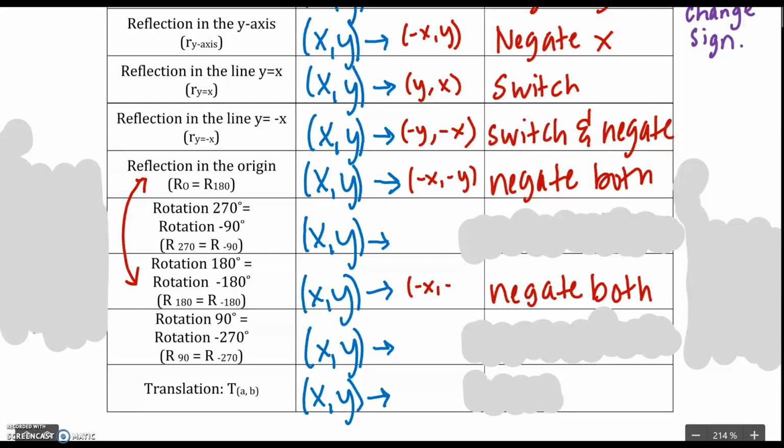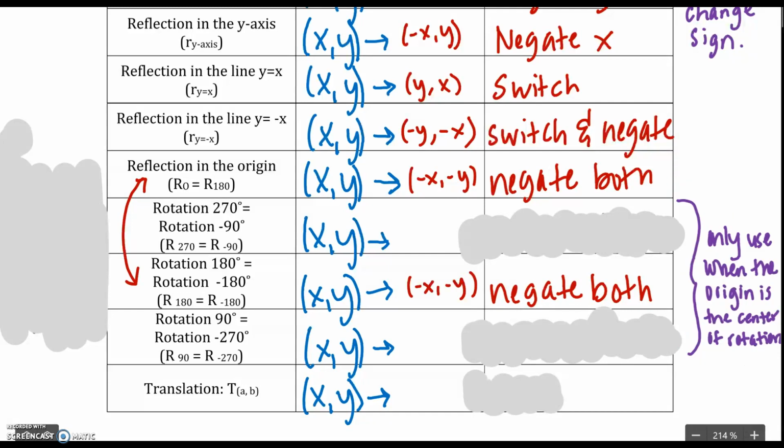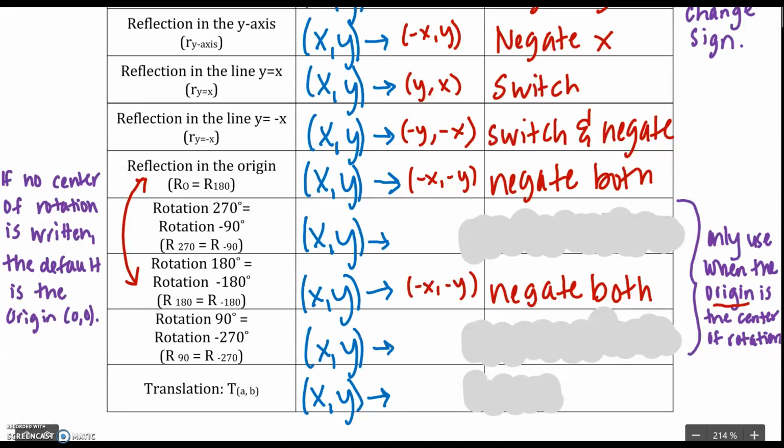It is important to note that for all three of these rotation problems, these are only shortcut rules that can be used when we're talking about the origin being the center of rotation. If you'll notice, the notations that I have here don't have a center of rotation listed. If there is no center of rotation written, the default is the origin. So just putting a degrees means you're using the origin as the center.